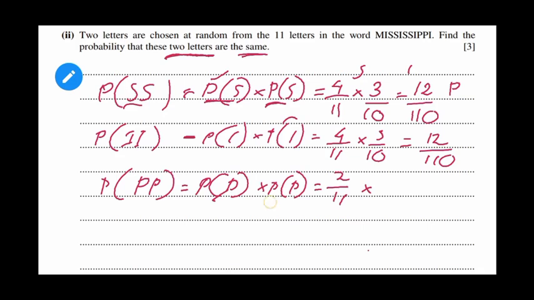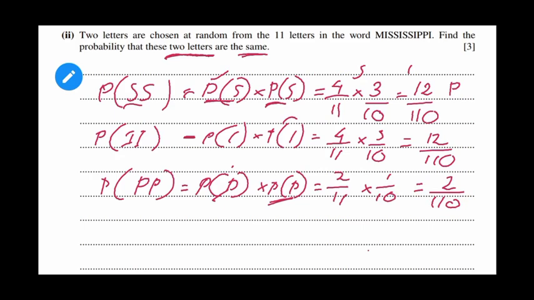So what is the probability of second p? Already 1 is chosen here. So only 1 is remaining. So 1 over 10. We get it as 2 divided by 110.